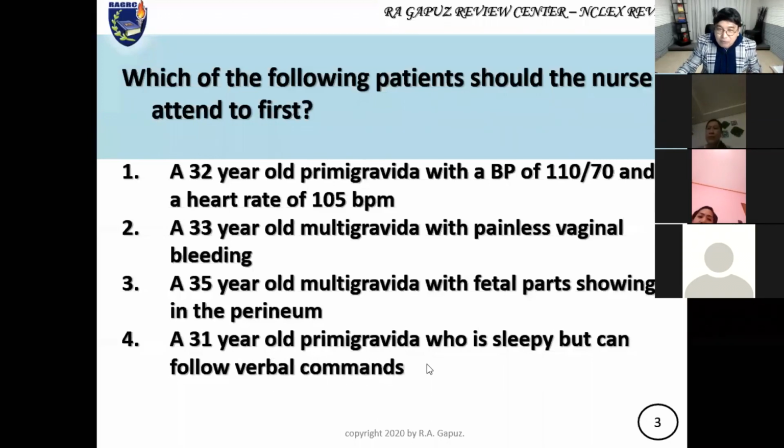So this is not a level 1 priority. Therefore, the answer is actually number 3. Okay, that's a level 1 priority. Okay, great. We're learning fast.